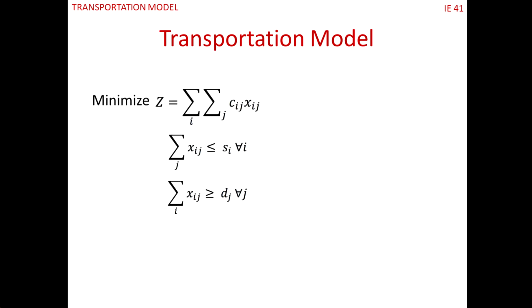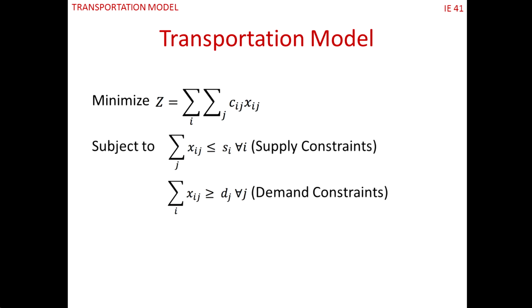Minimize the following, subject to the supply constraints, the demand constraints, and the non-negativity constraint. The supply constraints ensure that the number of units shipped from source i does not exceed the total available supply in source i.